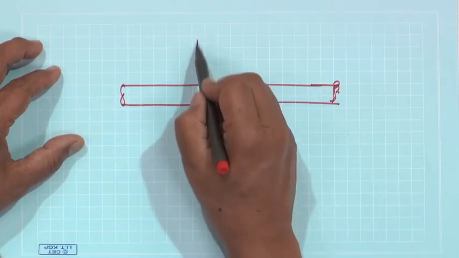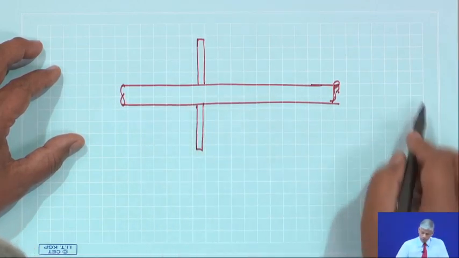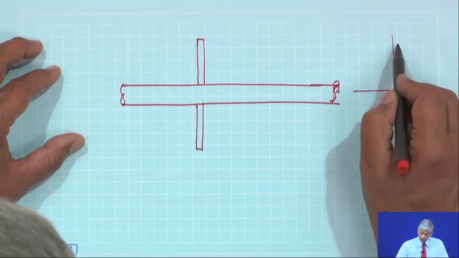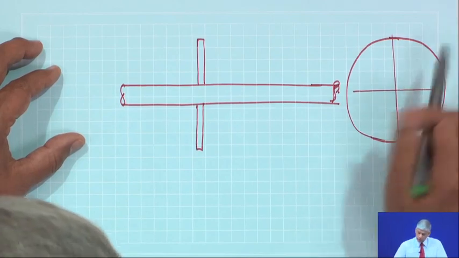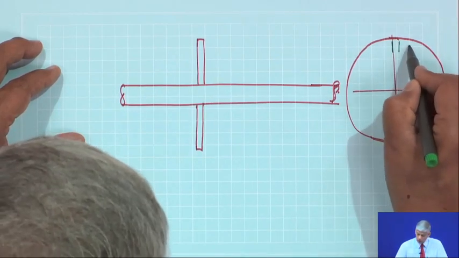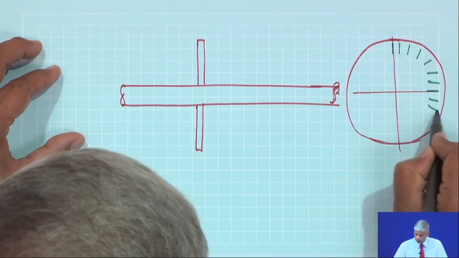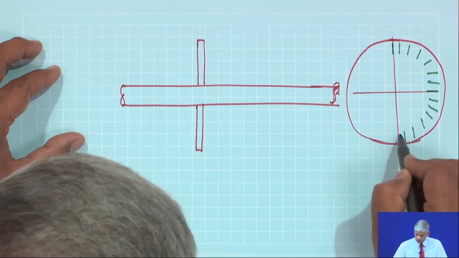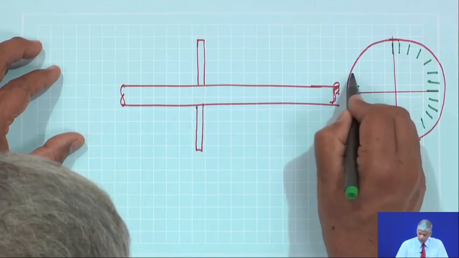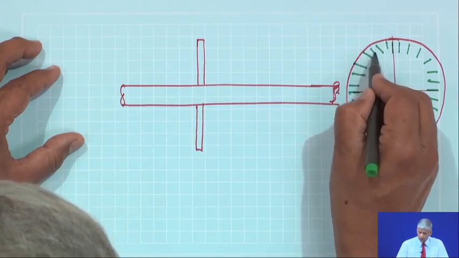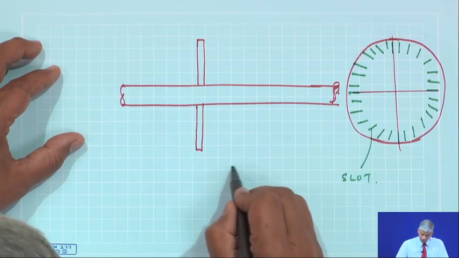Onto this, I attach a disc. And if you look at the disc, suppose there are many slots on the disc, which I am denoting by these green lines. All the slots are equally spaced, and they are physically actual slots. And so on. So, this is a slot, basically it looks like this.